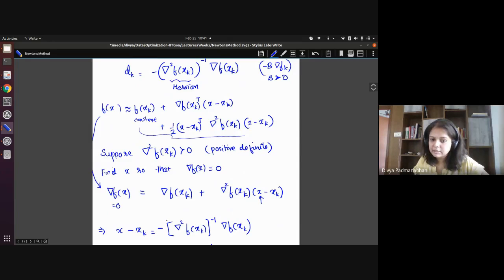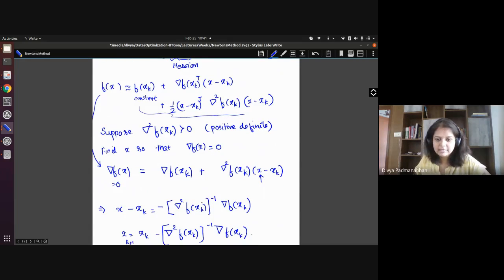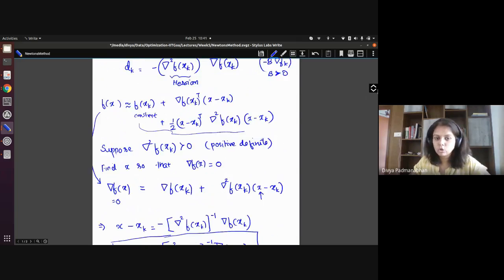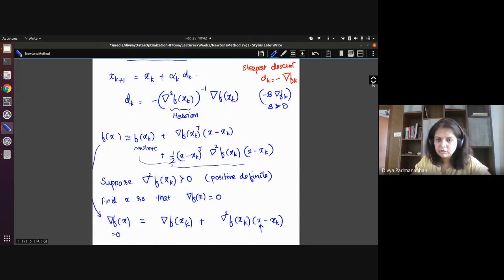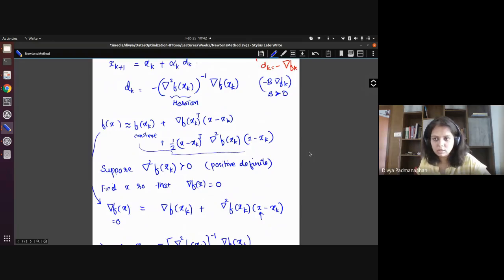So x minus xk is obtained by moving the gradient to the other side and multiplying by the Hessian inverse on both sides. That gives you the next step: xk plus 1 is xk minus the Hessian inverse times the gradient. That's the derivation and the motivation for why you use the Hessian here. Instead, you can use any positive definite matrix. For rates of convergence, if you use any random positive definite matrix, it will also work.